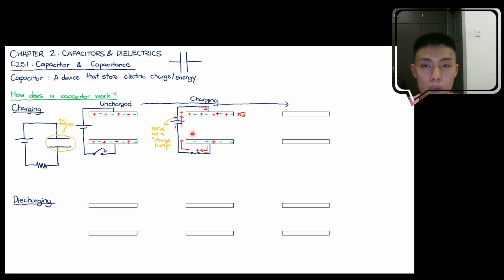If you look at the lower plate right now, it has a certain amount of negative charge, and the number of negative charges is more than the positive charges. There's more negative charge than positive charge. Therefore, this plate will be negatively charged.